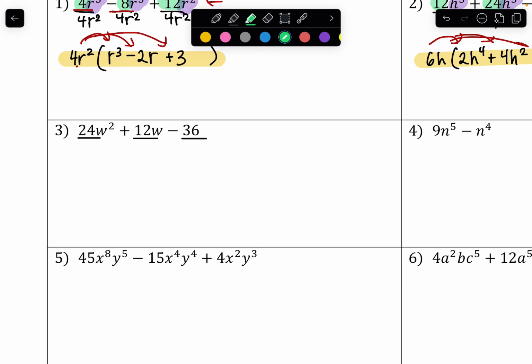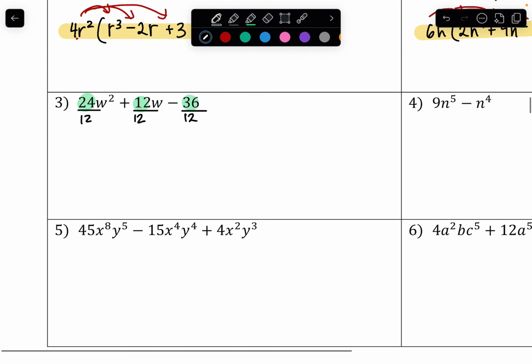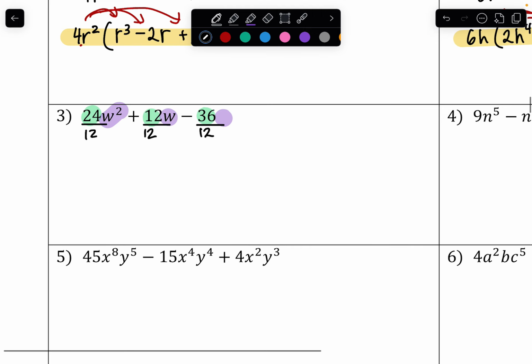Okay, looking at number 3, I'm going to put all my division bars. Looking at my coefficients, between 24, 12, and 36, 12 is the smallest. So that's what I'm going to test and see if 12 divides all of them. 12 does divide 24, 12 divides 12, and 12 divides 36, and so that 12 is part of our GCF. Now, looking at the variable, we have w squared, w, and then no w's. And so we're not going to get a variable for our GCF, just the 12. And this happens a lot. You just have a numerical GCF, and that's okay.